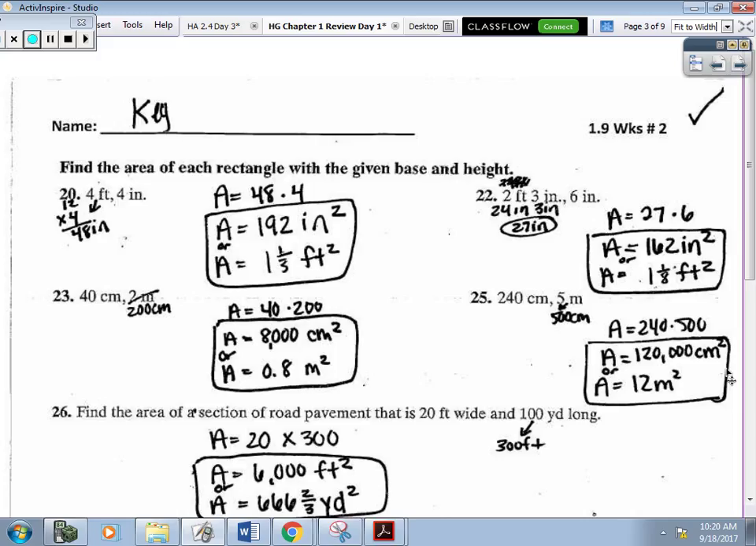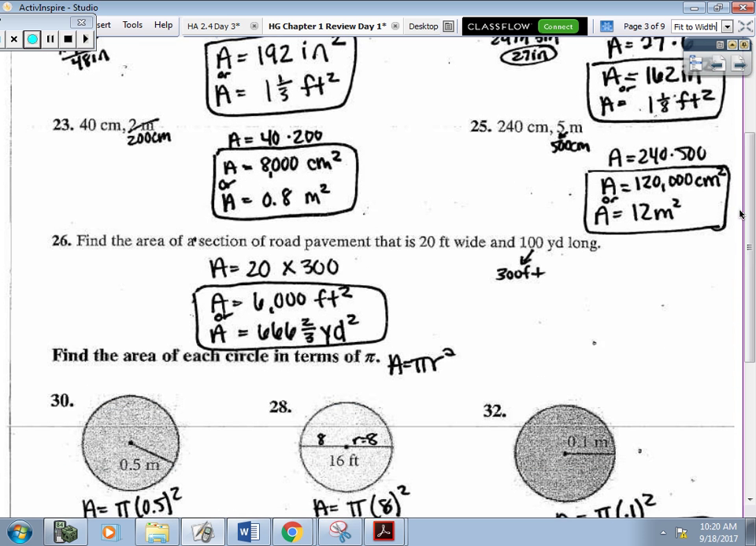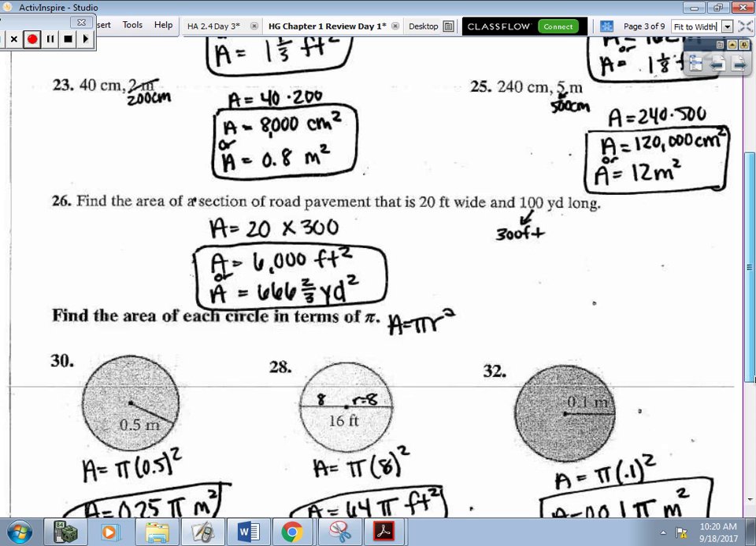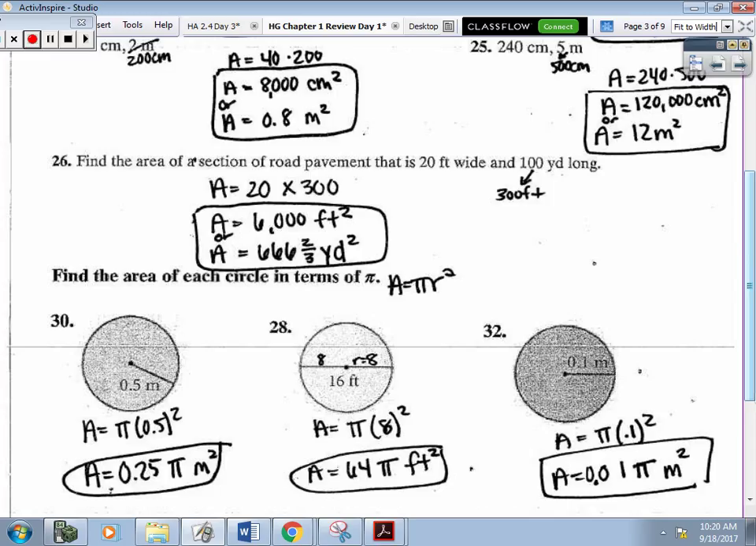But technically you should know all of your conversions for meters and so on from Algebra 1 and your science classes too. 26, same thing, you had different units, so you needed to convert one or the other before you multiply them. You should get 6,000 square feet or 666 2/3 square yards. Below, I only saw a couple of you do this, but in every class there's always a few that find the circumference instead of the area. So make sure you read the directions tomorrow because it will be mixed on your test what I asked for.